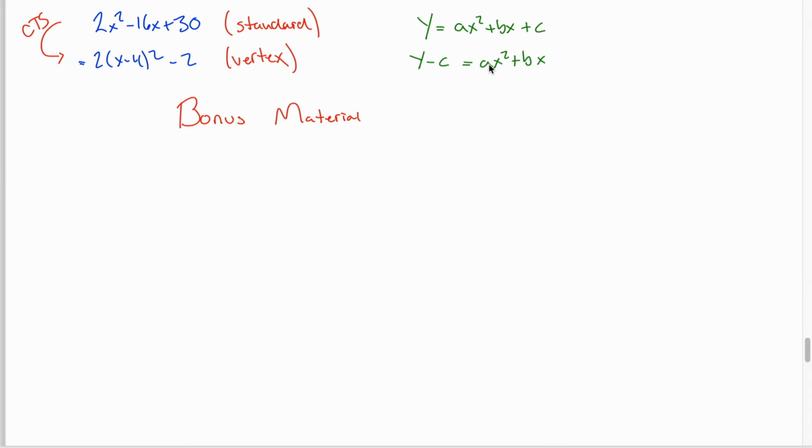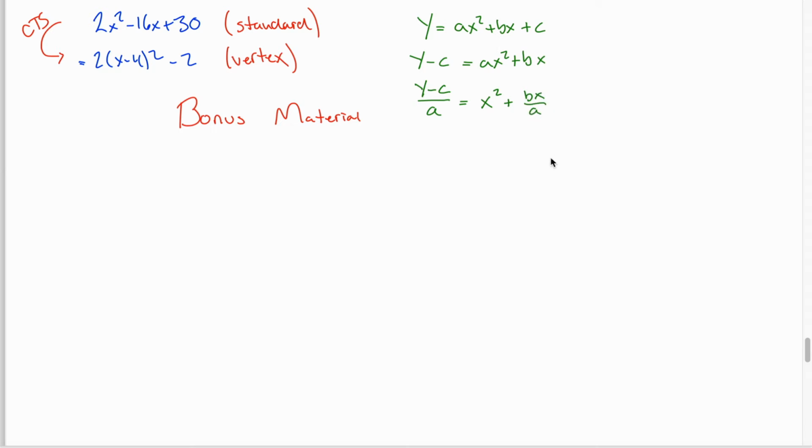From there, I recognize that my completing the square method only works if the leading coefficient is a 1. That is, if there's no number in front of this x squared term. In this case, I have an a in front of my x squared term. So to get rid of that, I'm going to divide both sides of the equation by a. That'll leave the left side kind of ugly, y minus c over a. But on the right side, if I divide each of these terms by a, I'd get x squared plus bx divided by a.